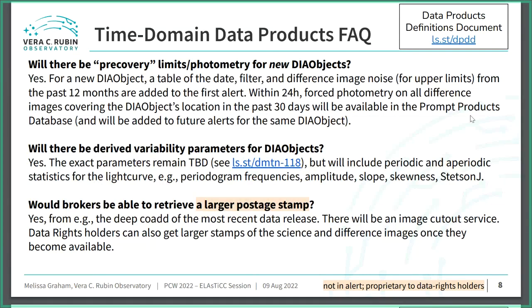I haven't actually touched it yet and started to see what it's like, but it does exist. And that's for data rights holders, right? Because it's the 2-year proprietary period. That image cutout service, I don't know what the maximum is going to be on that, but about the size of a patch or at least a single CCD. So data rights holders can get those larger stamps of the science and difference images once they become available during the prompt time, which we heard earlier today. I think Bob said that's currently at 80 hours. Who was in the multi-messenger? Yeah, it was 80, right? That he said right now? Yeah. And I'll actually just stop there and take more questions if there are any.